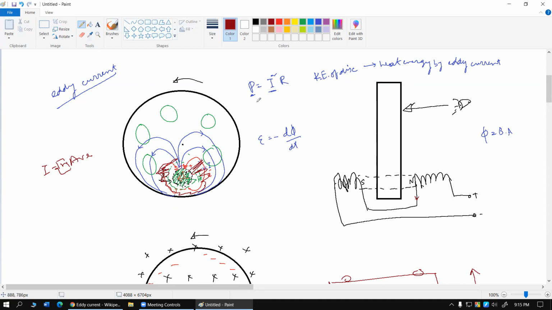So if you want to consider the energy conversion, the overall energy conversion is the kinetic energy of the disk converts into the heating energy of the disk. Because of the eddy current, the disk will slowly start to heat up. At the same time, it will start to slow down. So delta K loss equals delta heat energy gain. Make sense?